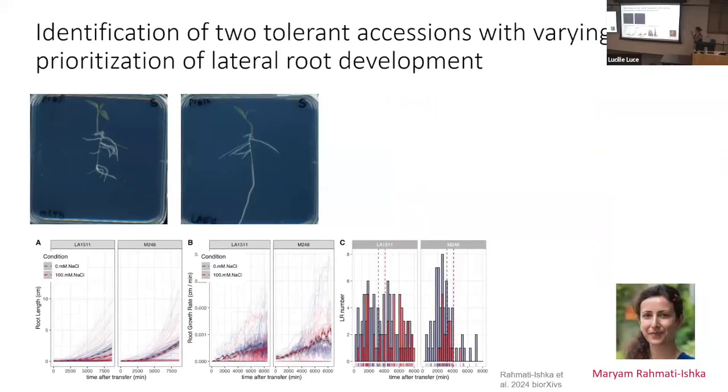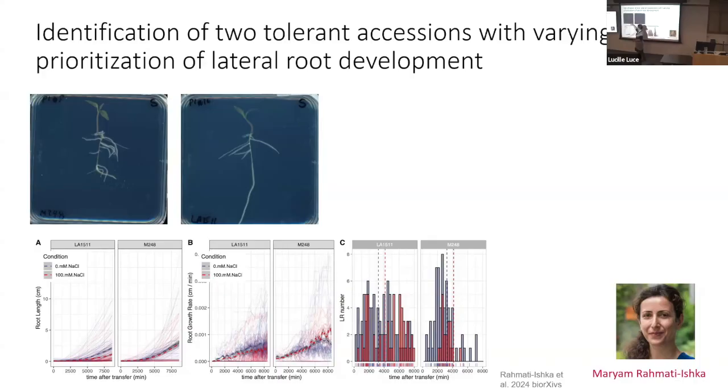But with Mariam, we really looked at the diversity panel in a slightly different way. And we're like, okay, are there any plants that are showing exactly the opposite response to stress? And we have identified 2 lines. So we've got M248, which is Pimpinellifolium. And we thought, well, how about we also look at some of the cultivated lines? So we looked at the LA1511.